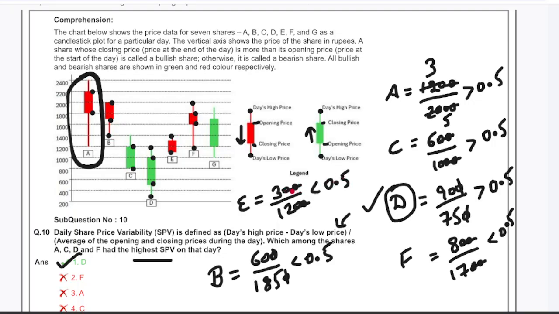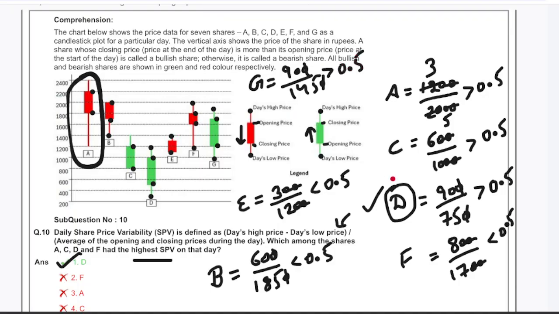Okay, G is also left. Let's find out for G also. So it is 1900 and 1000, that is 900, divide by 1700 plus 1200, 2900 by 2, 1450. This is also going to be greater than 0.5.